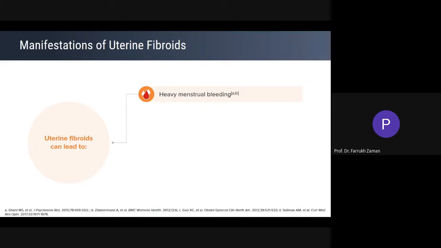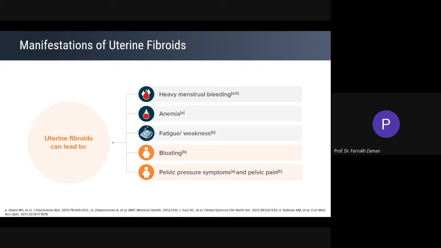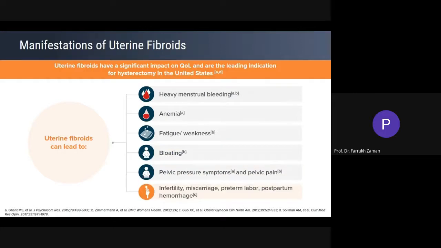Heavy menstrual bleeding, fibroids can lead to that. And anemia, which is a consequence of heavy menstrual bleeding, and because of anemia there is fatigue, weakness. This is how the patient feels: bloating and pelvic pressure symptoms, and pain because of the weight of the fibroids, and then affecting fertility, miscarriage, preterm labor.